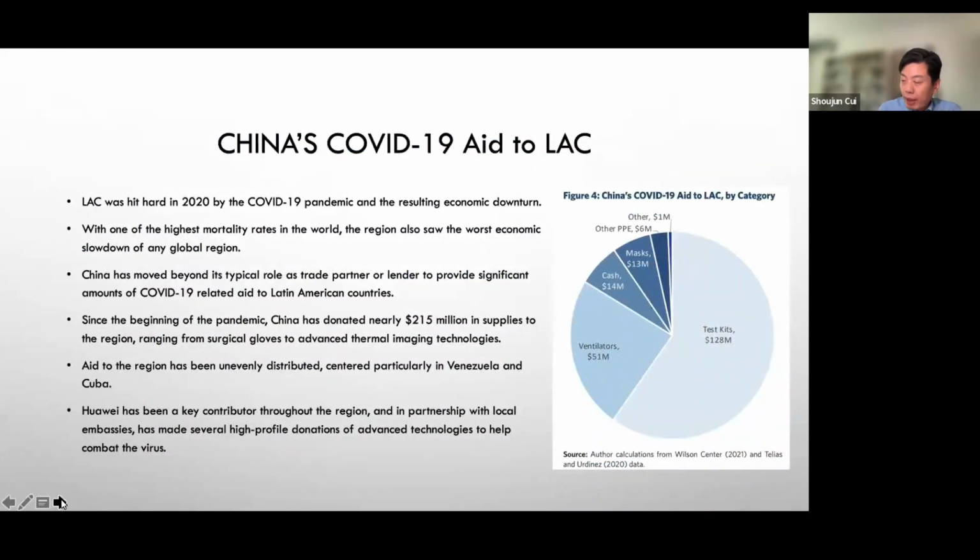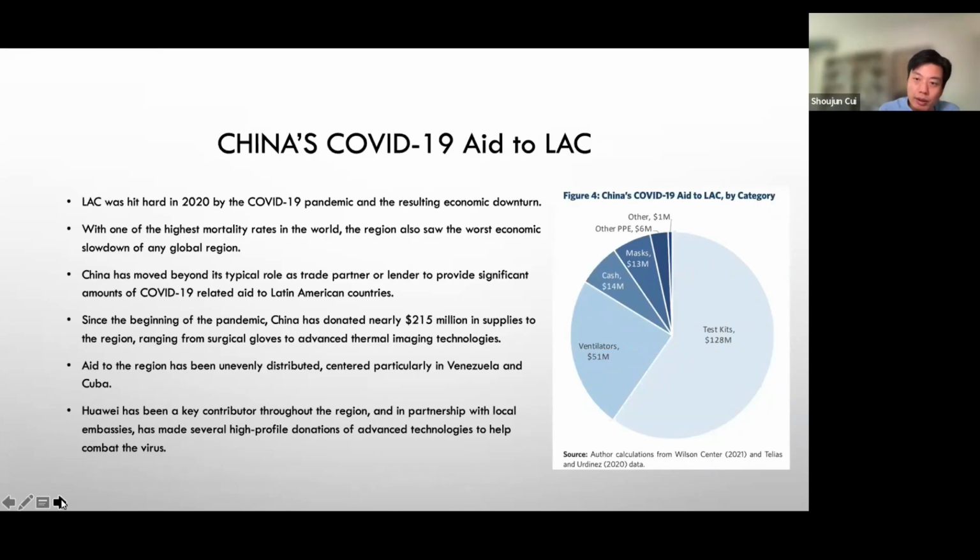In the backdrop of COVID-19, China also provided a lot of aid to Latin American countries. This is a new phenomenon because normally China provides a lot of aid to Africa, because Africa's per capita GDP is much lower than Latin America's. But in the context of COVID-19, China provided a lot of test kits, ventilators, and also masks and other medical equipment to Latin America in general.